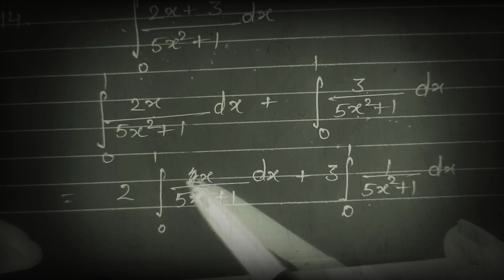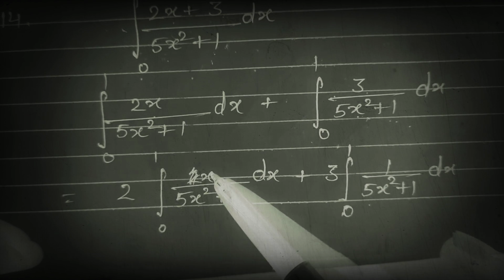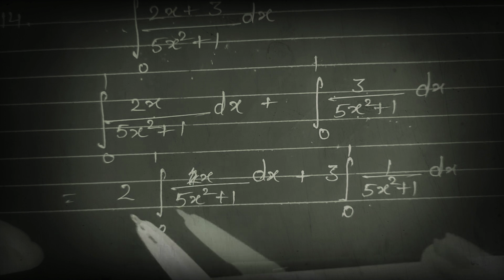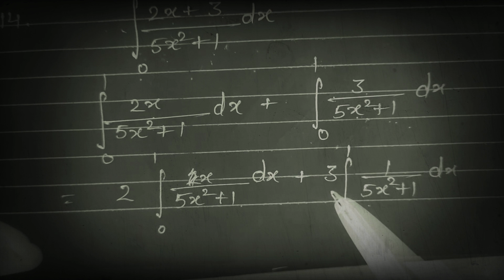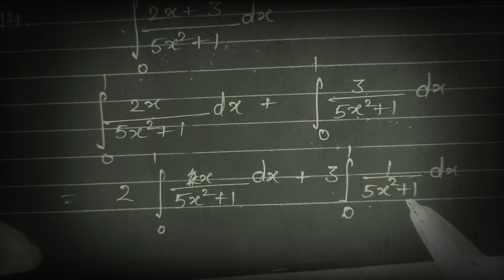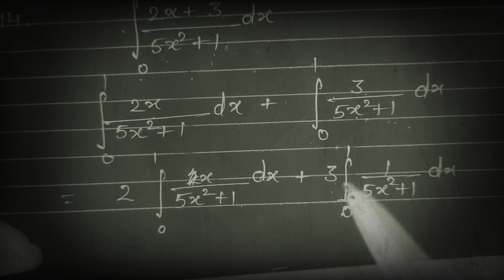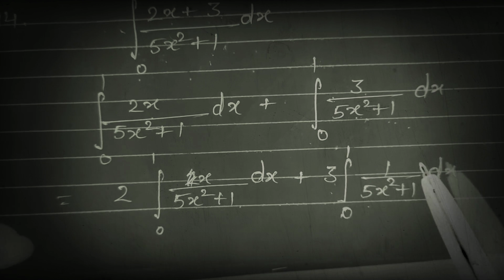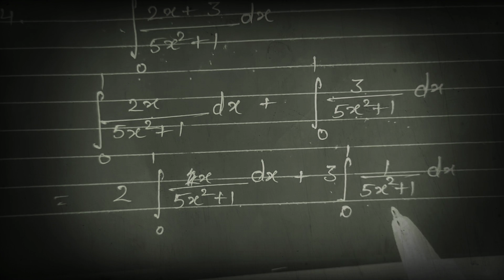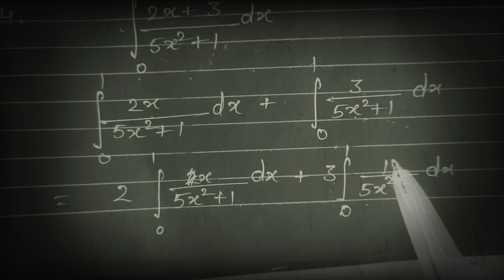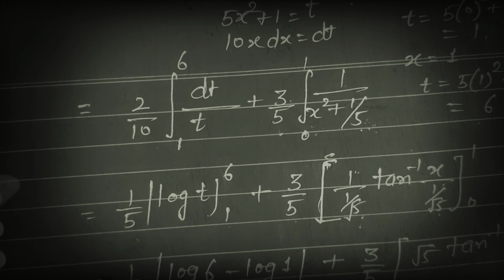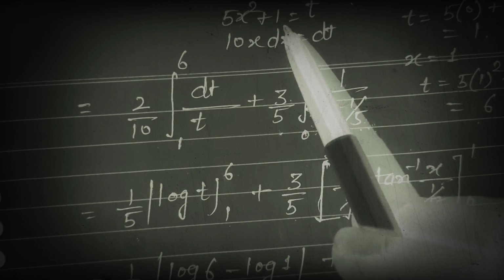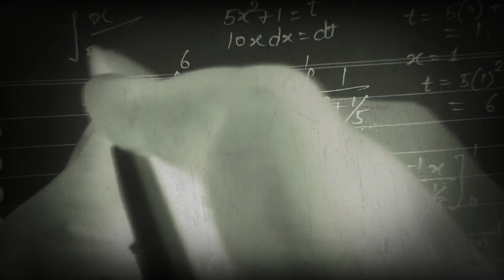So we can take 2 common. 2 is a constant, so we can take 2 outside: x upon 5x square plus 1 dx, limit 0 to 1, and 1 upon 5x square plus 1, where we can take 3 common. So this is in the form of a question where the quadratic is in the denominator and the constant is in the numerator. So we will do them separately. In the first part, it is 2x upon 5x square plus 1.